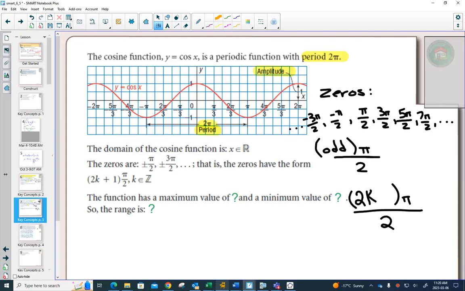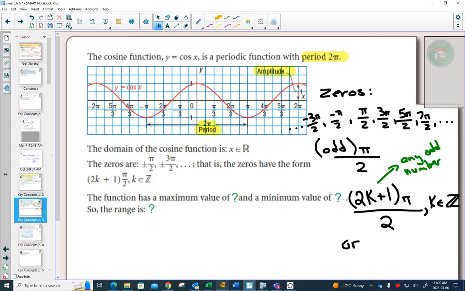So if doubling any number makes it even, if you just add 1 to it, that will make it odd. So this part here, this 2k plus 1, is the mathematical way, as long as we say that k belongs to the integers. That's the mathematical way to write any odd number. This is method 1 for writing the zeros of cosine. We are also going to learn a second method for writing the zeros of cosine.